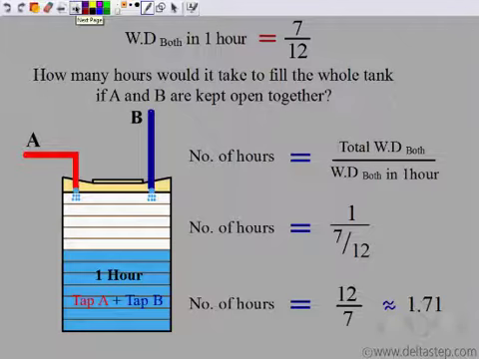That is, if tap A and tap B are kept open together, it is taking less than 2 hours to fill this tank. Tap A alone was taking 3 hours to fill this tank. Tap B alone was taking 4 hours to fill this tank. But now if both of them are open together, it is actually taking less than 2 hours to fill this tank completely.